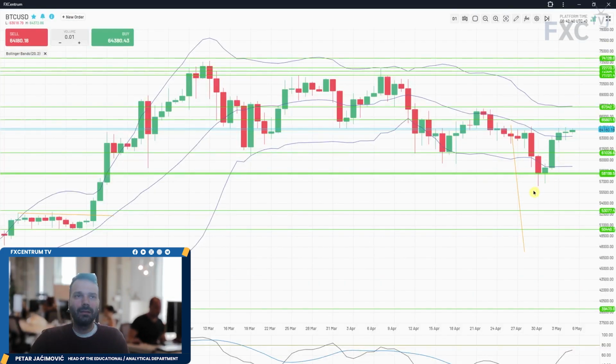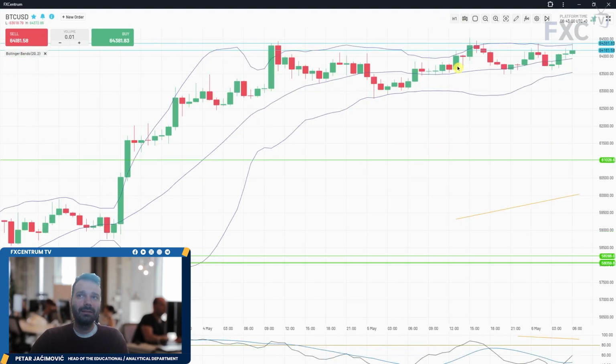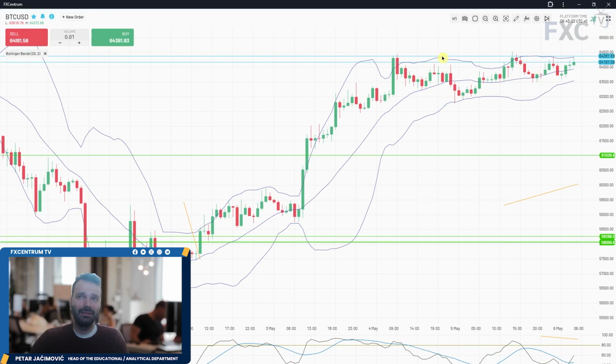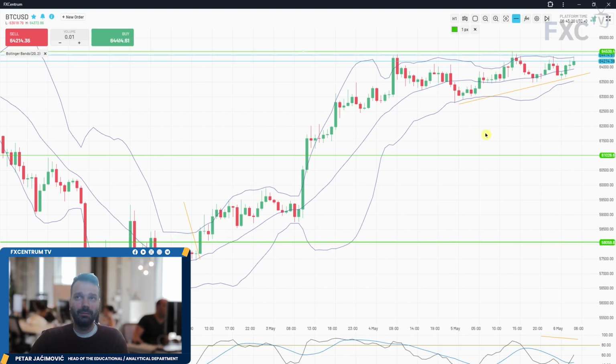Then we have Bitcoin. The market found buyers around the 58,000 mark, and we had rejection back to the mean, to the middle Bollinger Band. So now we have flat Bollinger Bands and the 64,200 mark. So far, consolidation is going on the Bitcoin hourly time frame. The market is in a pretty tight environment on the hourly. I would like to see a breakout of this consolidation, because this can be a good sign for further, bigger directional movement on Bitcoin.